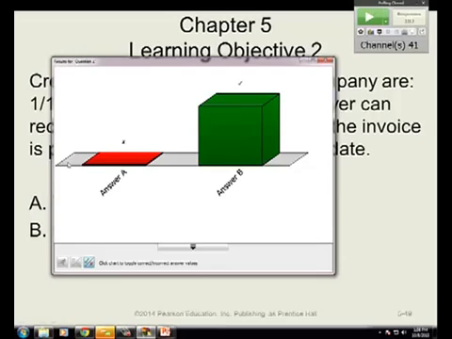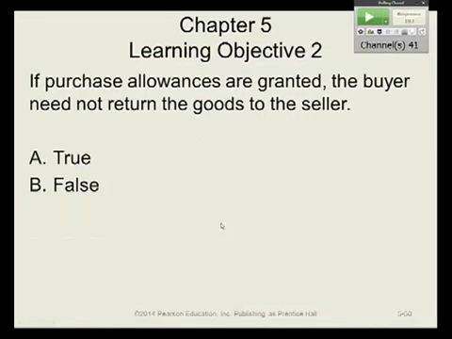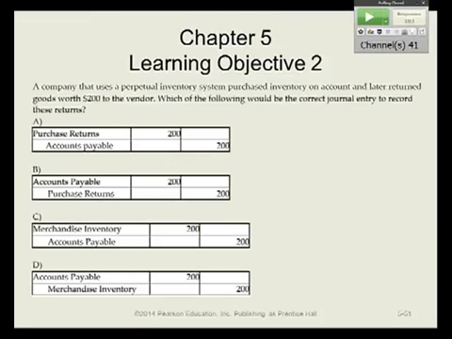Okay, now the next one is, I'm going to give you this one. If purchase returns allowances are granted, you don't have to return the merchandise. And that's true. We were explaining that before, right? One of the questions I had earlier, the allowance is simply going to reduce the amount of inventory and the amount that you pay. All right, so let's see if you can do this one. Company uses perpetual inventory. They purchase inventory and later returned $200 worth of goods, which of the following is the correct journal entry.